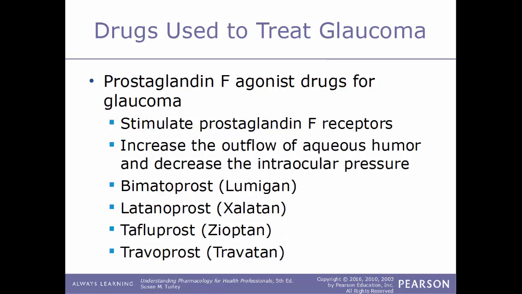In addition to those two classes of drugs, there's another class that will help treat glaucoma. Those are prostaglandin F agonist drugs. And these work to stimulate prostaglandin F receptors. And by doing so, will increase the outflow of aqueous humor. So when you have more aqueous humor leaving the eye, that's going to lower the intraocular pressure. And some examples of this class of drug: bimatoprost, which is sold as Lumigan; latanoprost, which is sold under the name Xalatan; tafluprost, which is sold under the name Zioptan; travoprost, which is sold under the name Travatan.